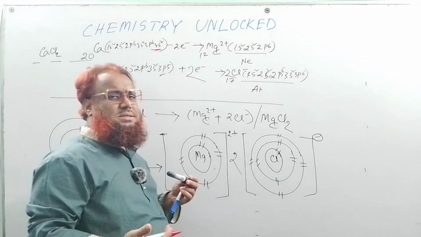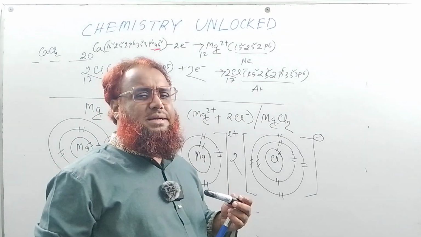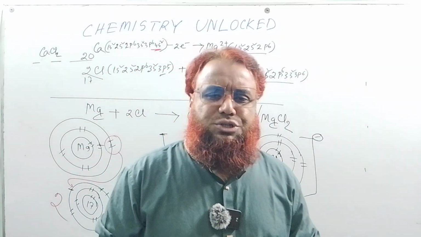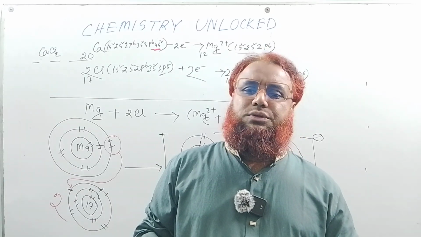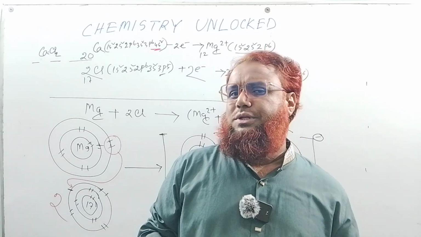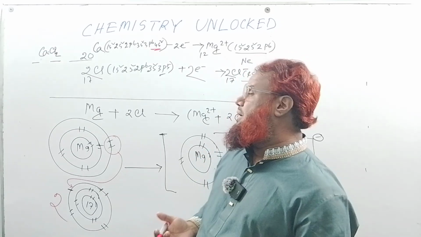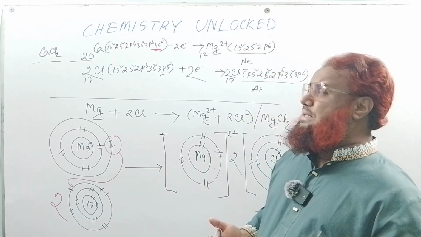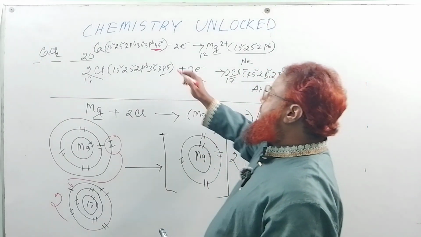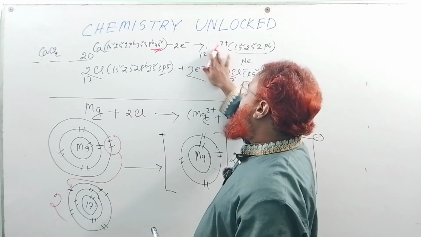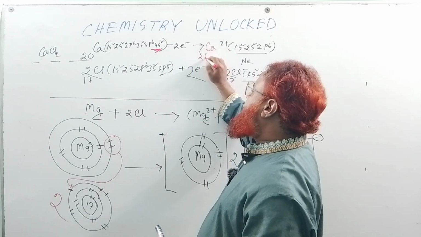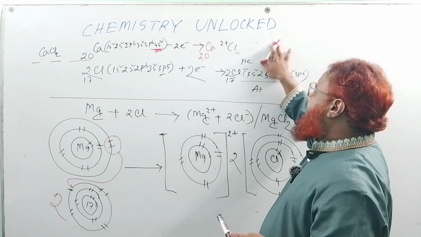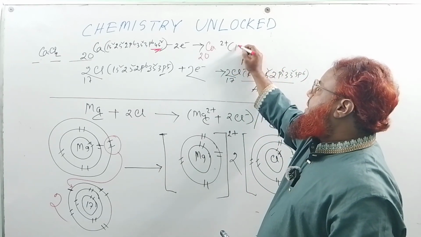In case of metals, all the time the number of electrons present in the valency shell will be donated by the metals during ionic bond formation. So during the ionic bond formation, metals will donate its 2 electrons, or the number of electrons present in the valency shell. So calcium will donate these 2 electrons, and it will be Ca2+. Atomic number will be 20, but number of electrons will be 18.